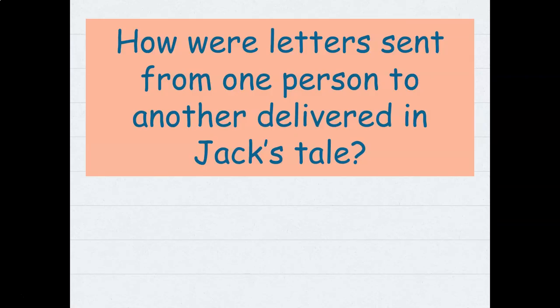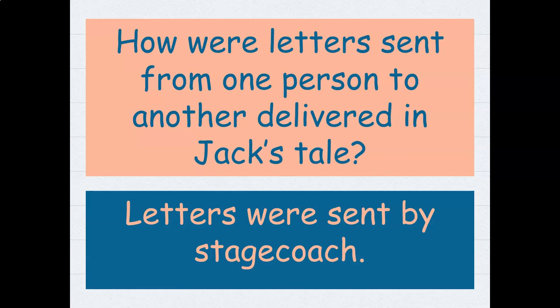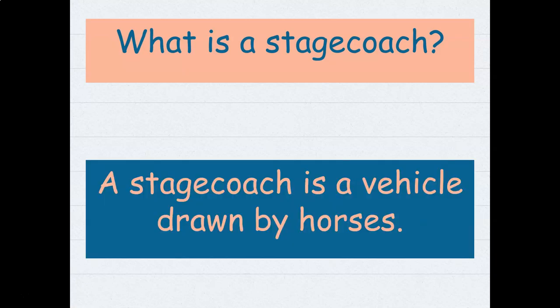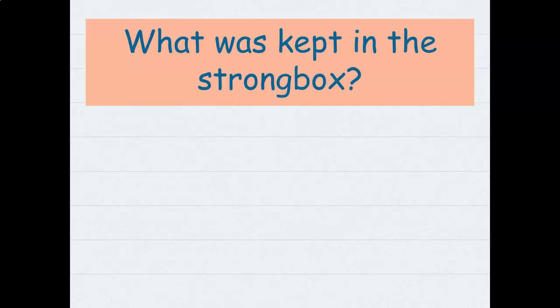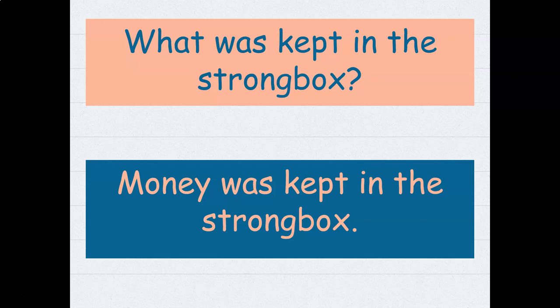Now, let's go over some questions about our story. How were letters sent from one person to another delivered in Jack's tale? Letters were sent by stagecoach. What is a stagecoach? A stagecoach is a vehicle drawn by horses. What was kept in the strong box? Money was kept in the strong box.